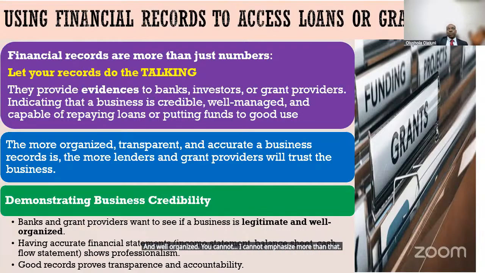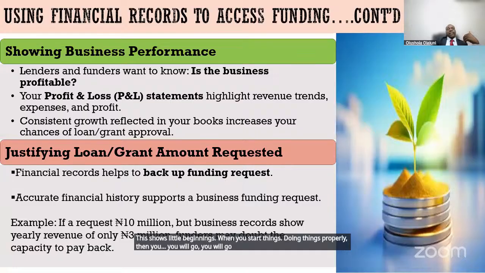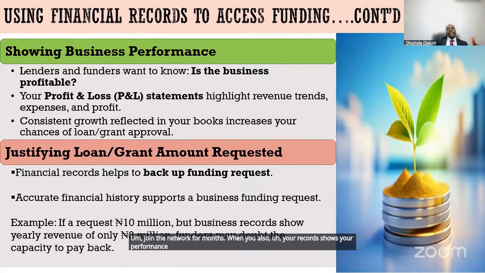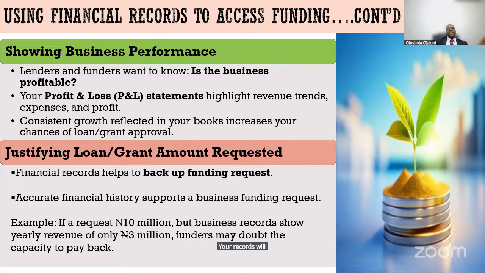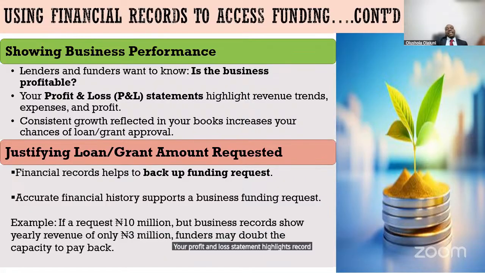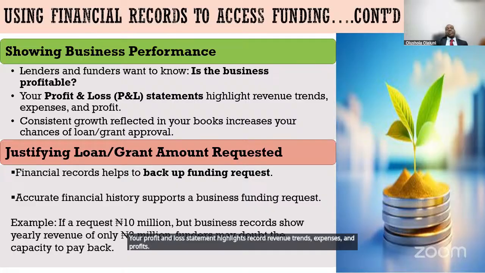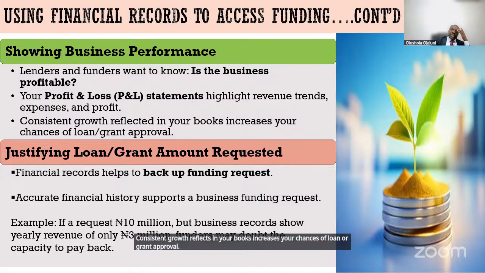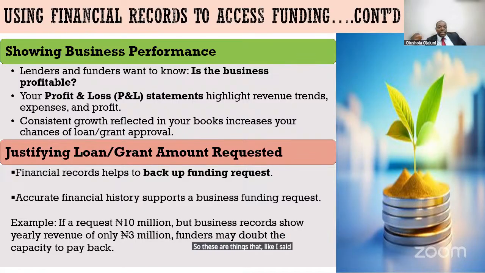This shows little beginnings. When you start doing things properly, then you will go places. Showing business performance: your records show your performance over time. Lenders and funders want to know, is this business profitable? Your profit and loss statement highlights revenue trends, expenses and profits. Consistent growth reflected in your books increases your chances of loan or grant approval. So these are things that lenders, funders, and banks want to know.